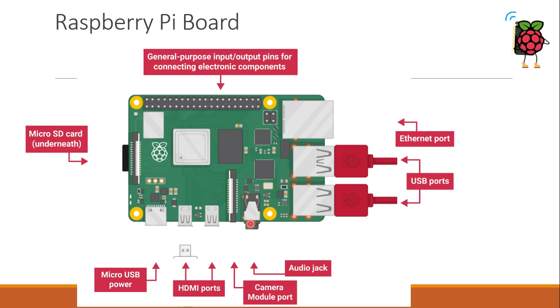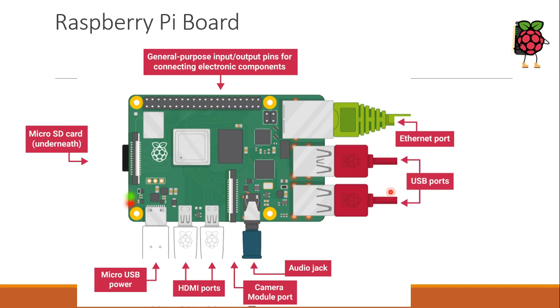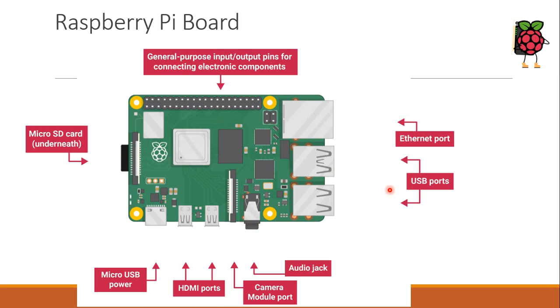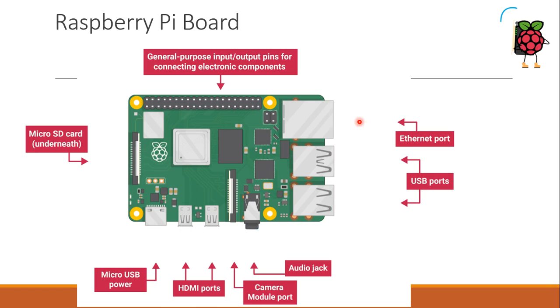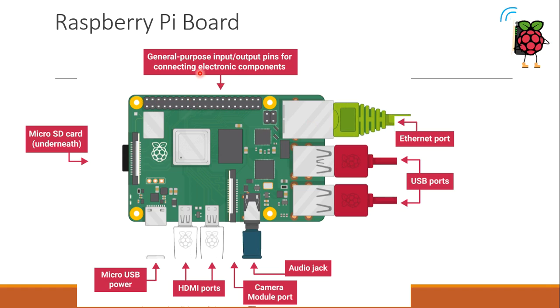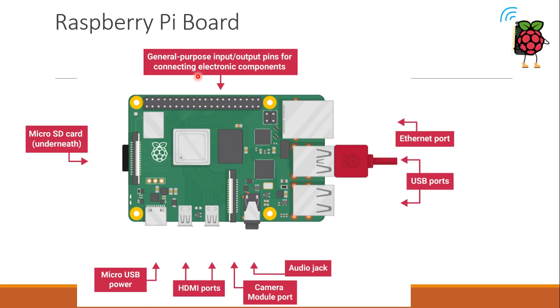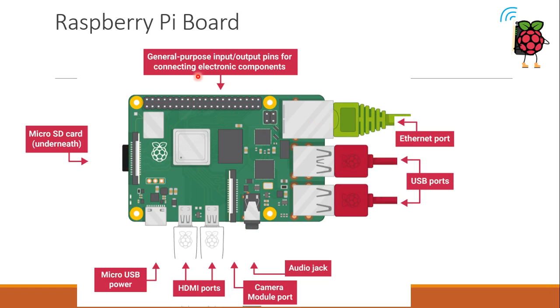Then I have the audio jack, which helps to connect earphones or speakers. Along with this, we have two USB ports nowadays; in some Raspberry Pi boards, we have four. Then it has one Ethernet port to connect the Raspberry Pi to other LAN networks, which is very helpful. Then it has 40 pins of GPIO. GPIO means general purpose input output pins, mainly used to connect electronic devices like sensors, actuators, etc.